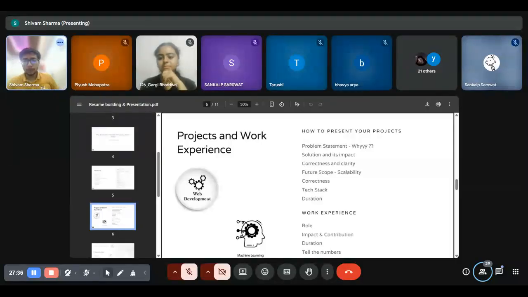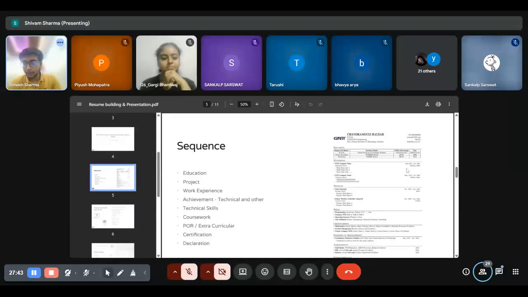Correct. Also, a duration is mentioned in front of the project on the resume, like here, December 2022 to January 2024. The first one would be the title. After that, you can mention the tech stack or link, and after that you can follow up with the lines.